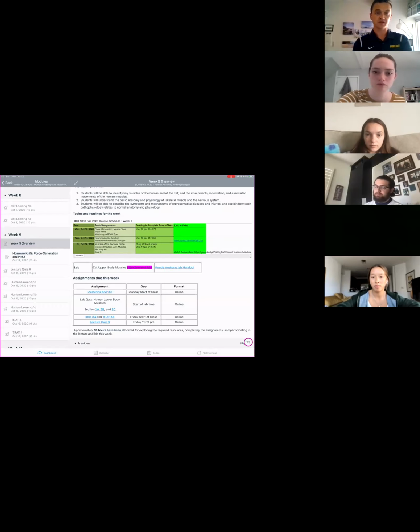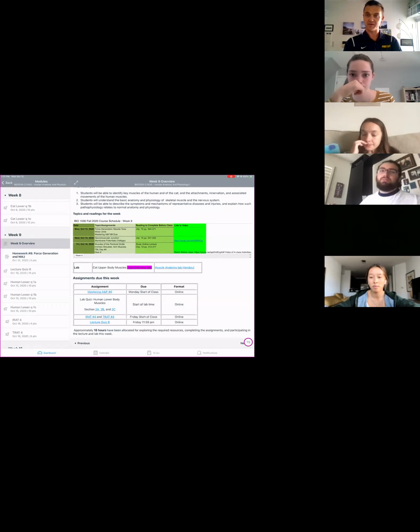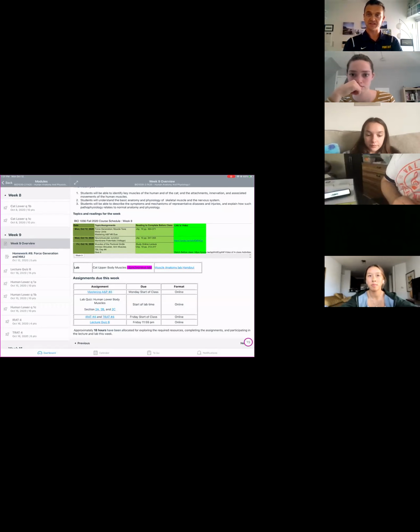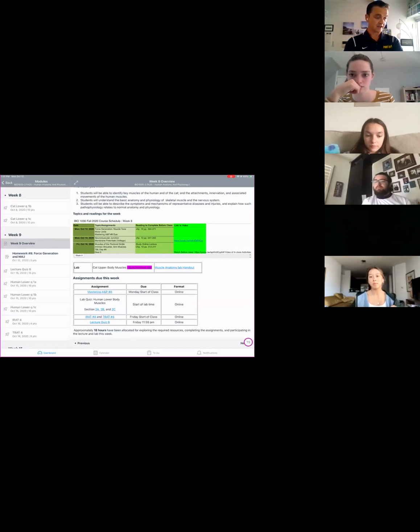So as far as this week goes, we've got a lot of stuff going on with the muscles. Lots and lots of muscle memorization, muscle studying. For class, as you can see there on the overview page, we're talking about muscle today, talking about force generation, muscle tone, motor units, and then Wednesday's class asynchronously will be on the neuromuscular junction.